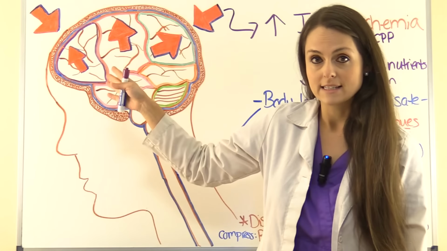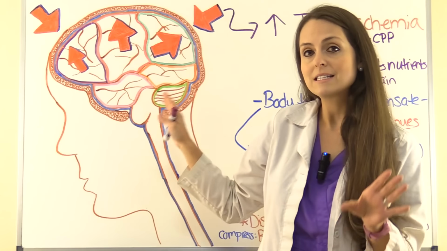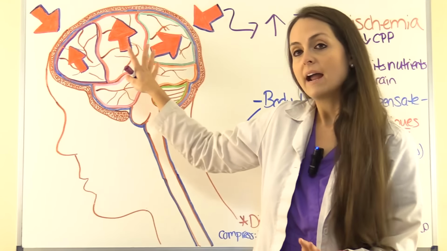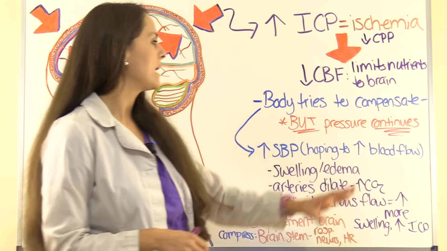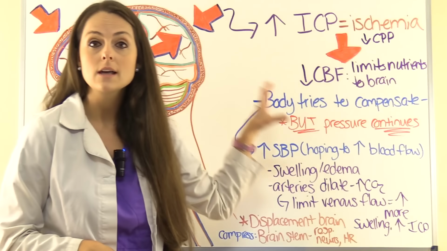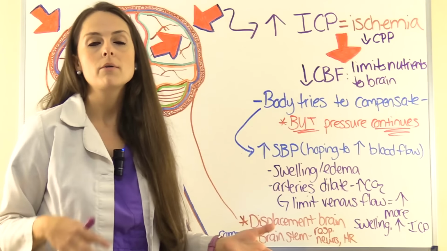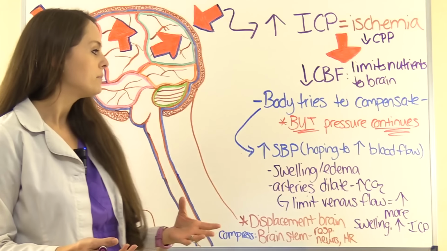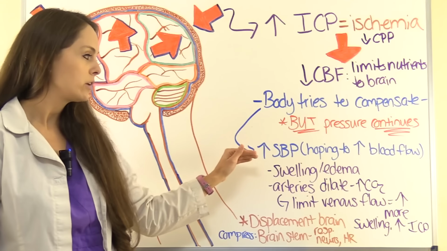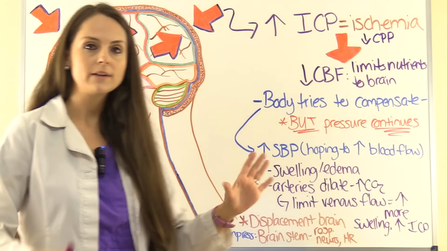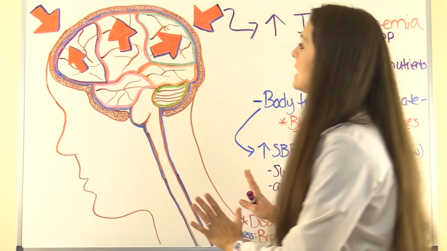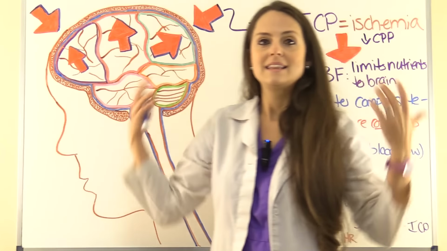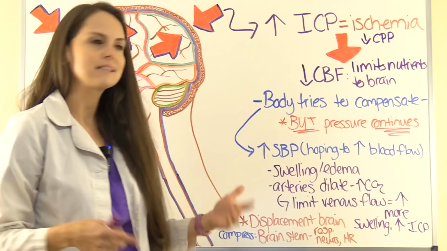And the brain doesn't like this. The brain is super sensitive. It likes its glucose and its oxygen and all that. So whenever that happens, the areas of the brain start to become affected, and the body's like, uh-oh, we've got to do something about it. That's where that Monroe-Kellie hypothesis starts to come in. So it tries to help out, and one thing it can do is increase the systolic blood pressure. So whenever it increases the systolic blood pressure, it's trying to push more blood to the brain because there's not a lot going there. So it thinks by doing that it's going to help.